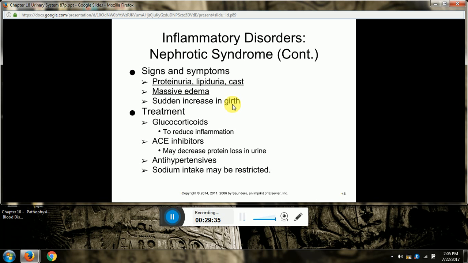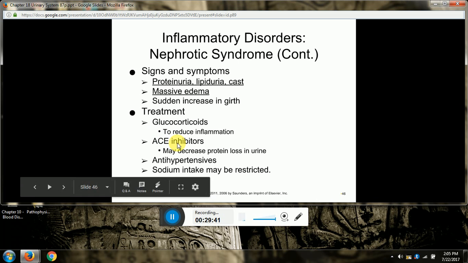To treat it, to reduce the inflammation, steroids as usual, ACE inhibitors to decrease the protein loss in urine, use antihypertensive medications, and then you want to restrict their sodium intake as well.